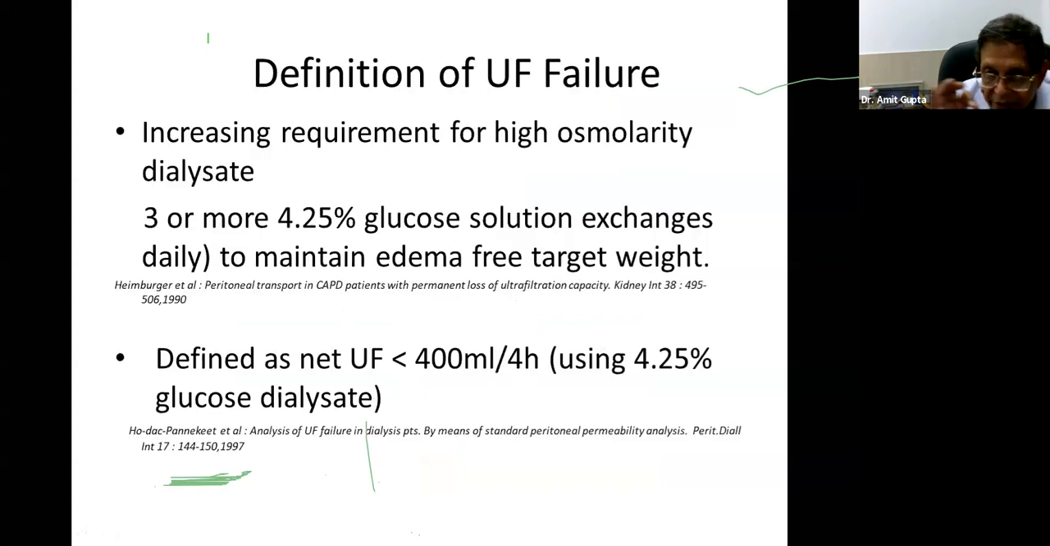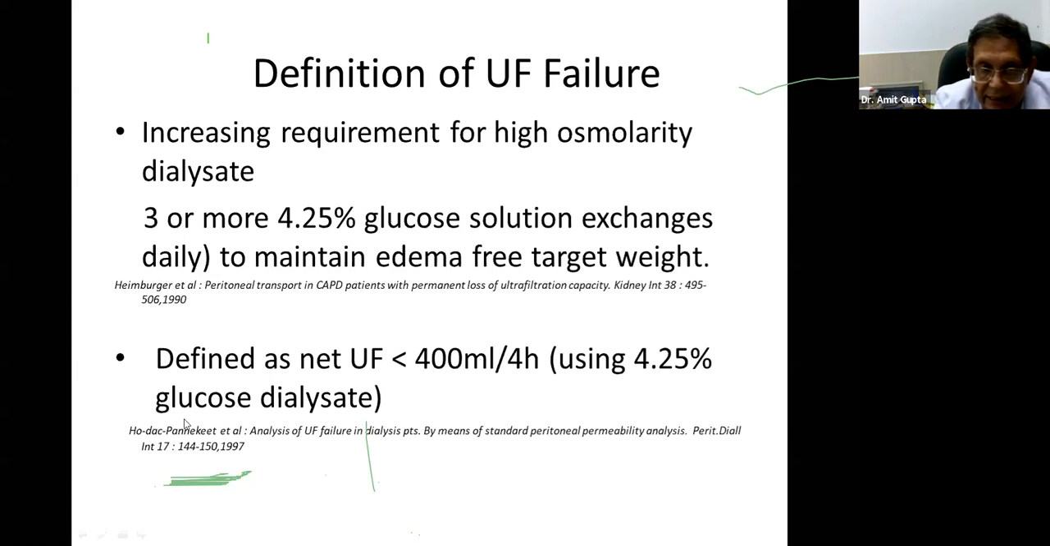Now, what is the definition of ultrafiltration failure? It means there's an increasing requirement of high osmolarity dialysate fluid. That is, you're requiring 3 or more 4.25% glucose exchanges to keep the patient free of edema and to achieve his target weight.